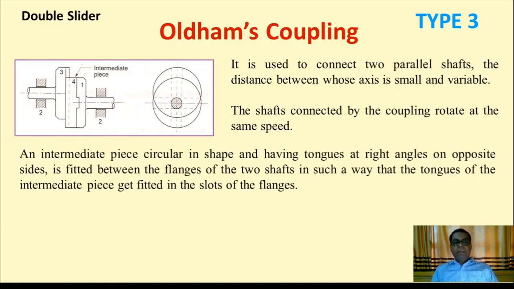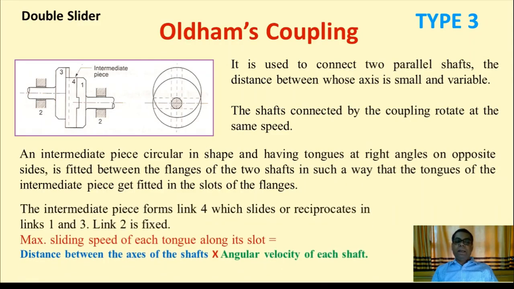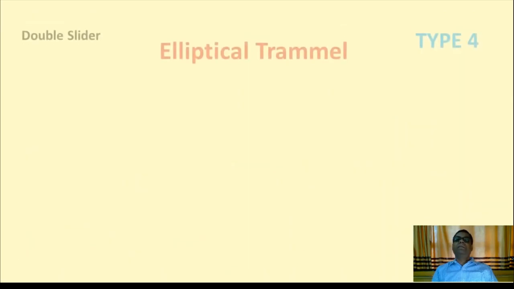An intermediate piece of circular shape, having tongues at right angles on opposite sides, is fitted between the flanges of the two shafts in such a way that the tongues of the intermediate piece fit in the slots of the flange. The intermediate piece forms link 4, which slides or reciprocates in links 1 and 3, whereas link 2 is fixed. The maximum sliding speed of each tongue along the slot equals the distance between the axes of the shafts multiplied by the angular velocity of each shaft.